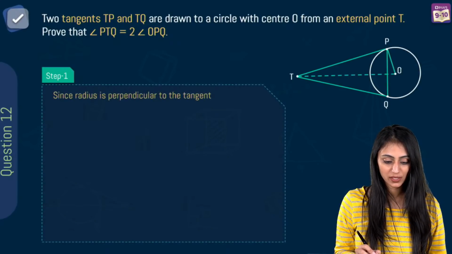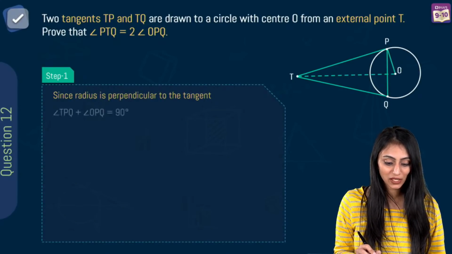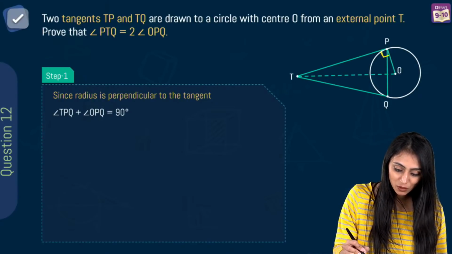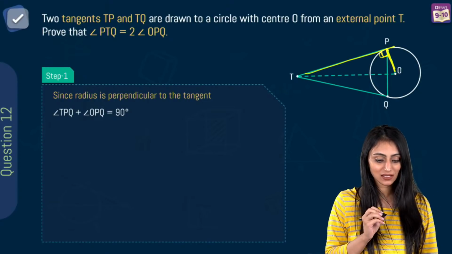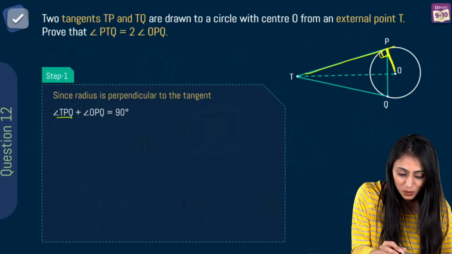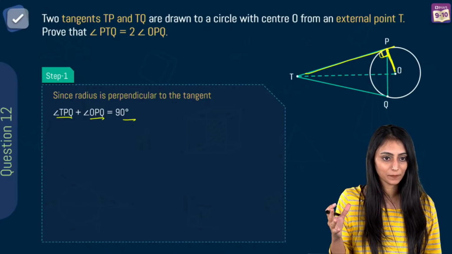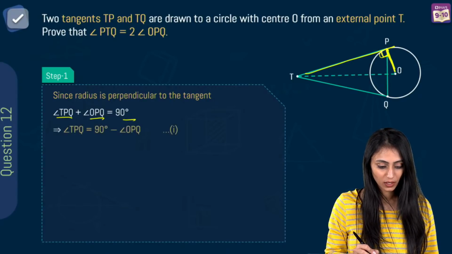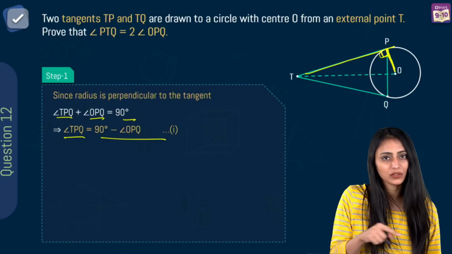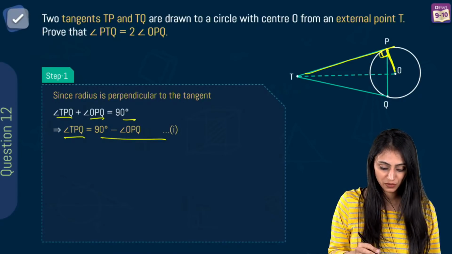Alright, so what we will do here is simply we know that radius and tangent are perpendicular, right? So this complete angle would be 90 degree because this OP is a radius and this is a tangent. So this entire angle TPQ plus angle OPQ would be 90 degree. So angle TPQ, you can get the value from here. Let's take that to the other side. First equation we have formed.